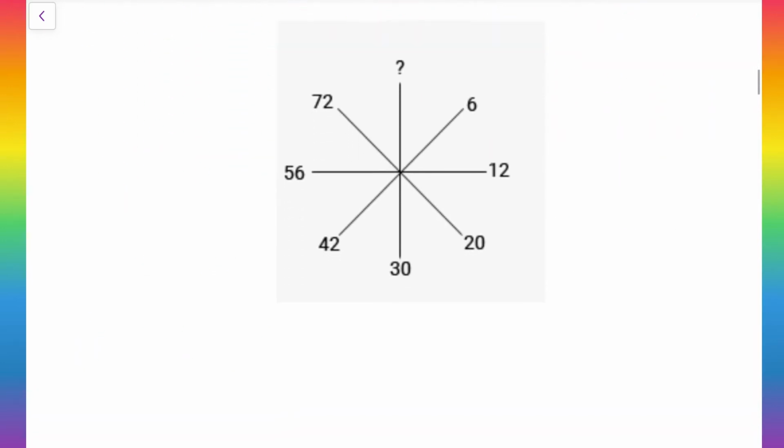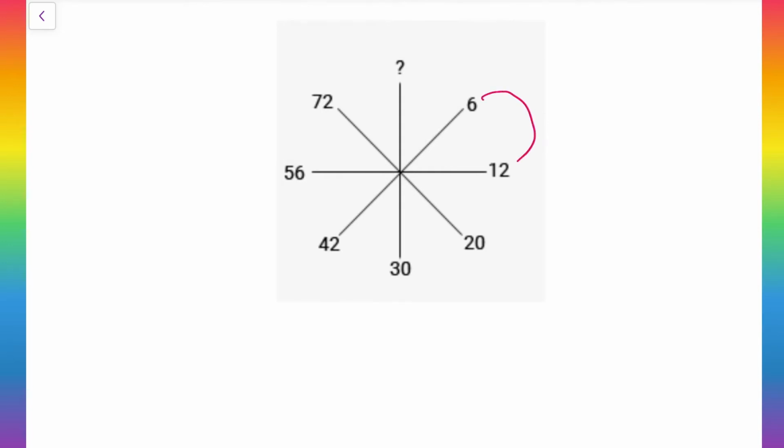Okay, let's check the next question. 6, 12, 20, 30, 42, 56, 72 and some number is missing. So what is that number then? Let us check. First I will go with addition only. If addition is not possible, then only I will go with other alternatives.